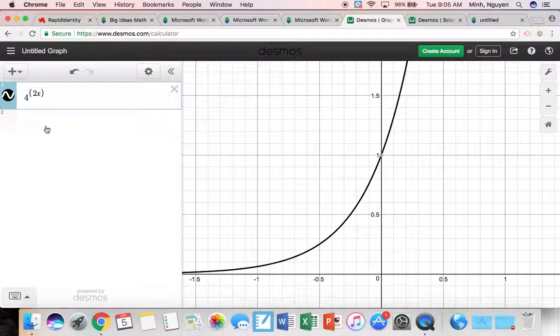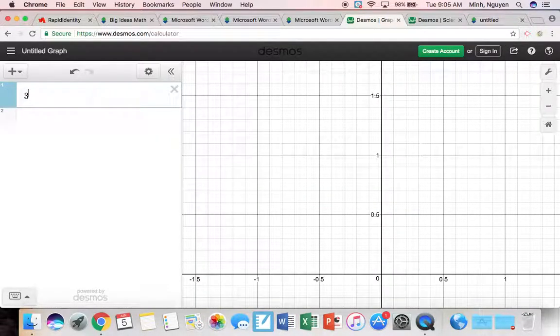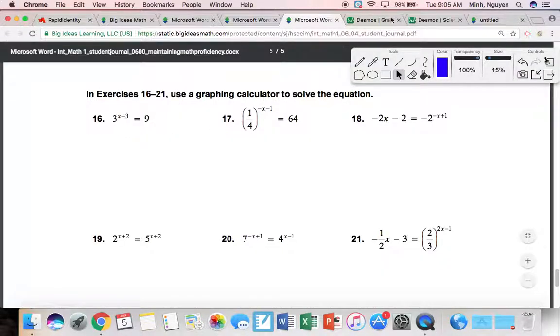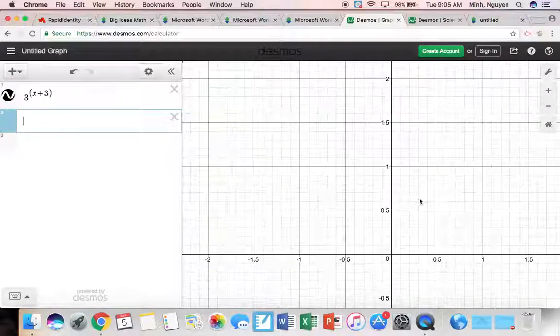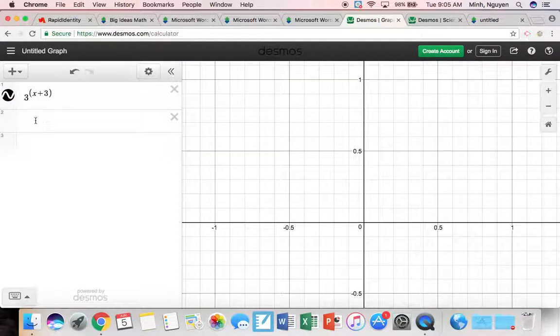Okay, graphing. I want graphing. 3 to the x plus 3. And I'm looking for 9, when y equals 9. So let's see here. Wait, where is it? Let's do another 3 to the x plus 3. What's wrong? Why isn't graphing? Oh, sorry, I'm not zoomed out enough.